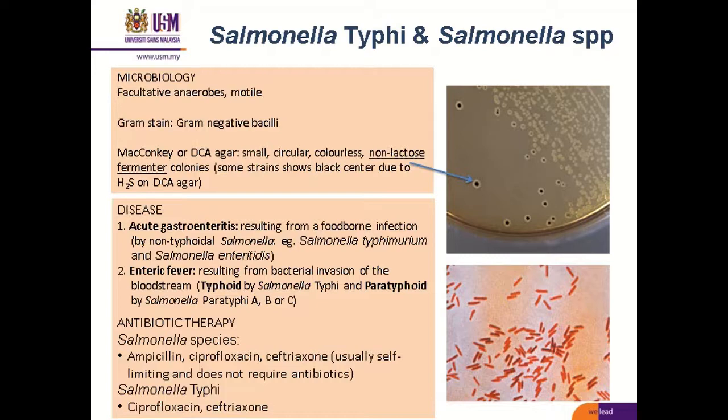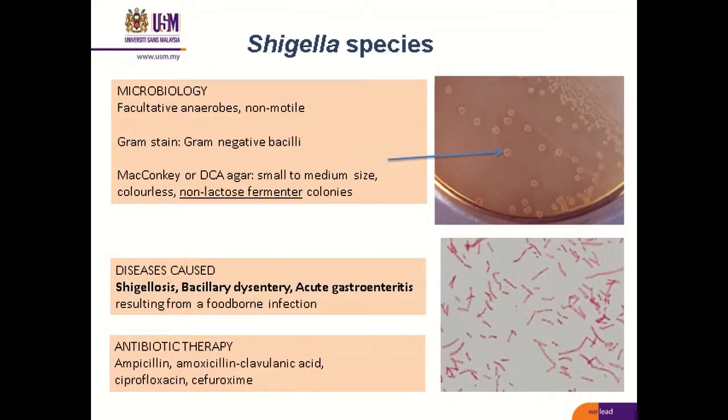For Shigella species, it is a facultative anaerobe, non-motile. On microscopy, gram stain, we can see gram-negative bacilli. On MacConkey or DCA agar, you can see small to medium-sized, colorless, non-lactose fermenting colonies. The diseases caused include shigellosis, bacillary dysentery, and acute gastroenteritis resulting from a foodborne infection.